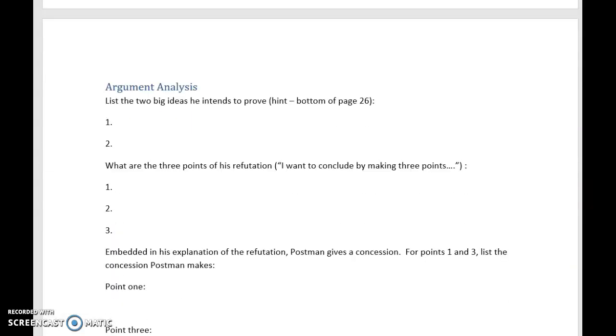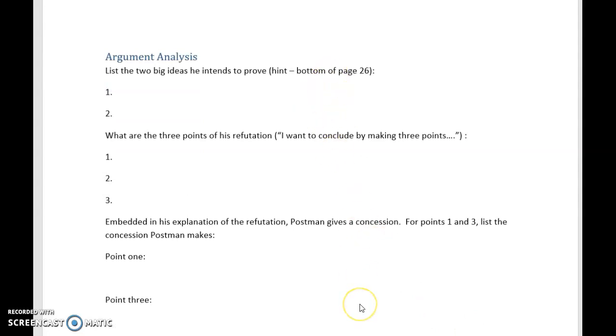And there's a lot of hints. As I even said here, at the bottom of page 26, Postman says, in the next 2 chapters, I want to show that. There's your hint, okay? Likewise, you'll find transition words to hint at where the refutation is. I mean, it's not a hint, it's direct. He uses terms like the first, the second point, and on the bottom of page 28, he says the third point, okay? So the concession may be a little more difficult to tease out, so make sure you reread pages 26 through 29 carefully so that you have the answers for both the refutation and the concession.